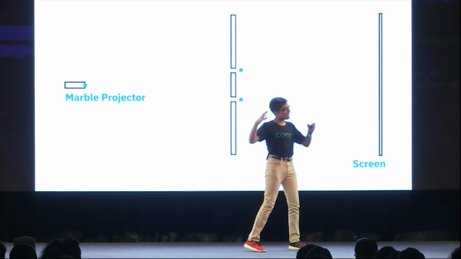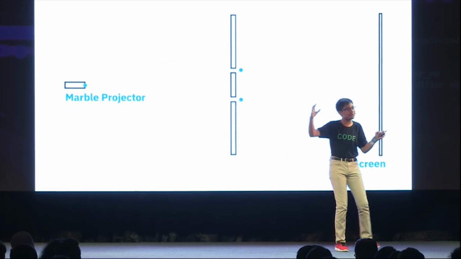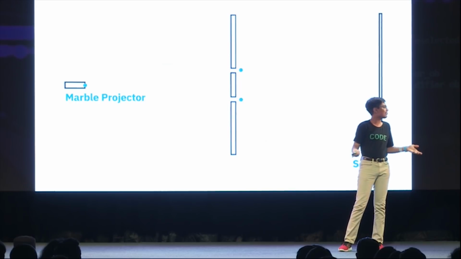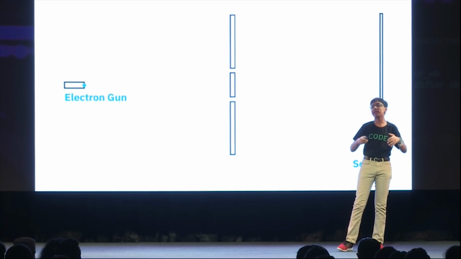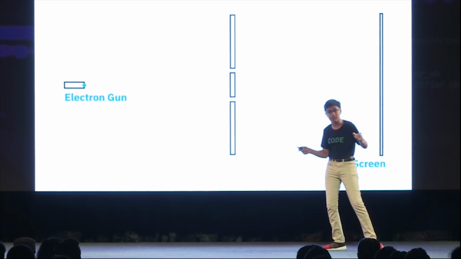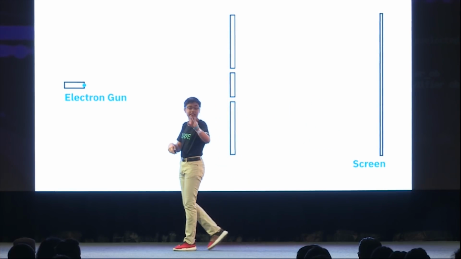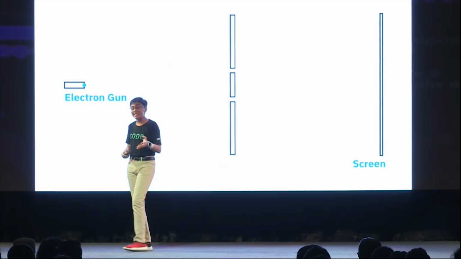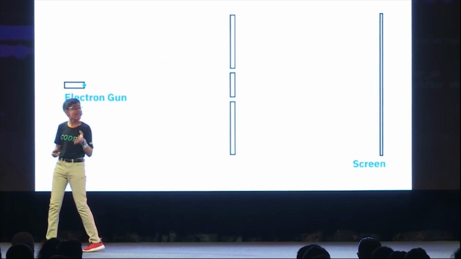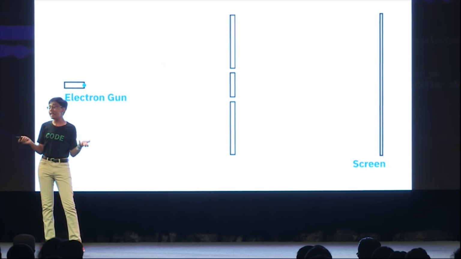But if you were to scale that down from a macro scale to a micro scale, you'd expect the same result. Say you do that with an electron gun instead of a marble projector. You'd expect, because these are particles, to see 2 lines of electrons. But astonishingly, that doesn't happen. Instead, you see an interference pattern.